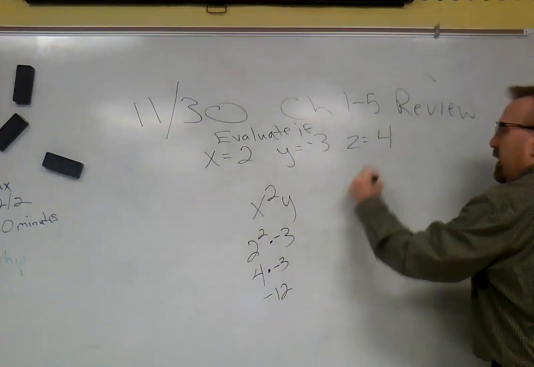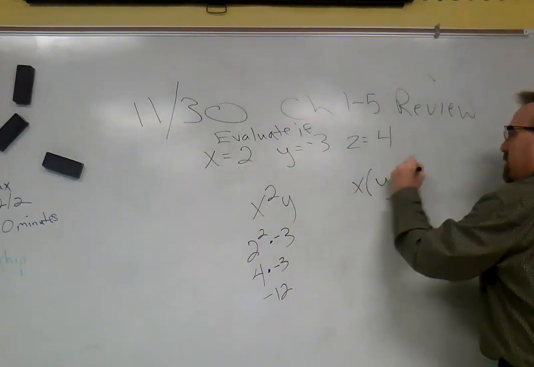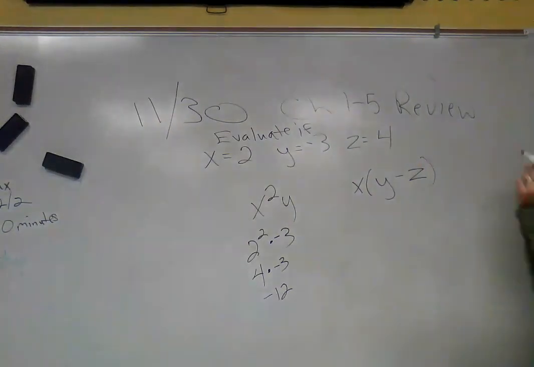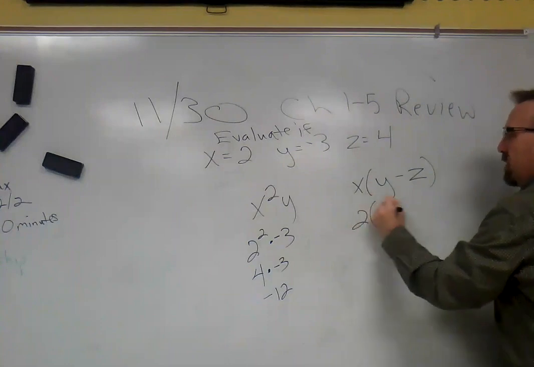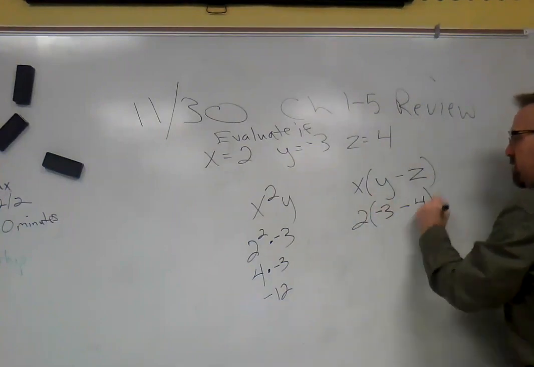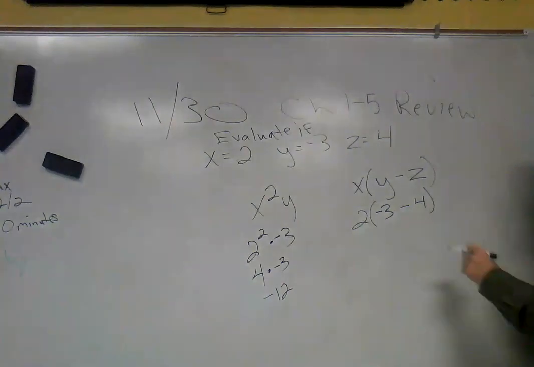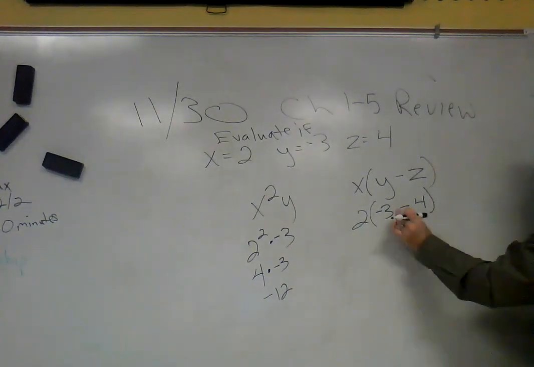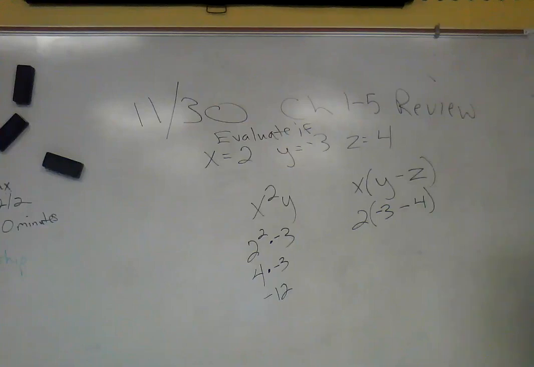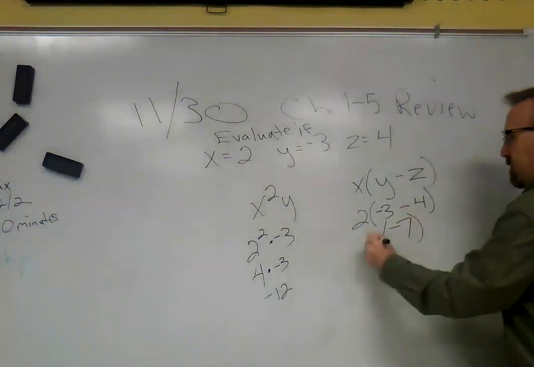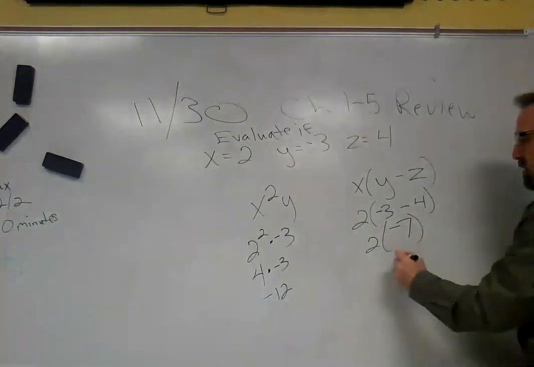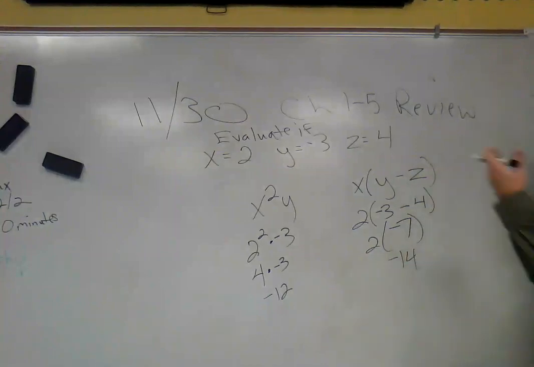Likewise, we could have x, and then we have y minus z. Doesn't have anything really. So in place of every variable, we put what we were given. So 2, -3, z is 4. We start in our parentheses with -3 minus 4, or -3, -4, they're the same. So we add them. So -7 times 2 is -14. So substitution and then order of operations.